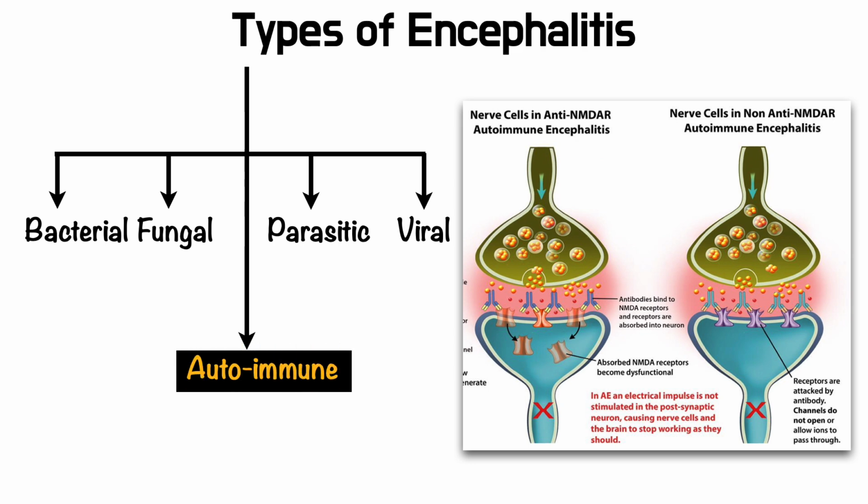You can see in the attached figure the general pathophysiology. In autoimmune encephalitis, an electrical impulse cannot be transmitted to the postsynaptic neuron. Why is that? Because there are autoantibodies against NMDA receptors in the postsynaptic membrane, and these autoantibodies degrade those receptors, so an impulse cannot get transmitted, and thus the brain stops functioning. That is the general pathophysiology of encephalitis.